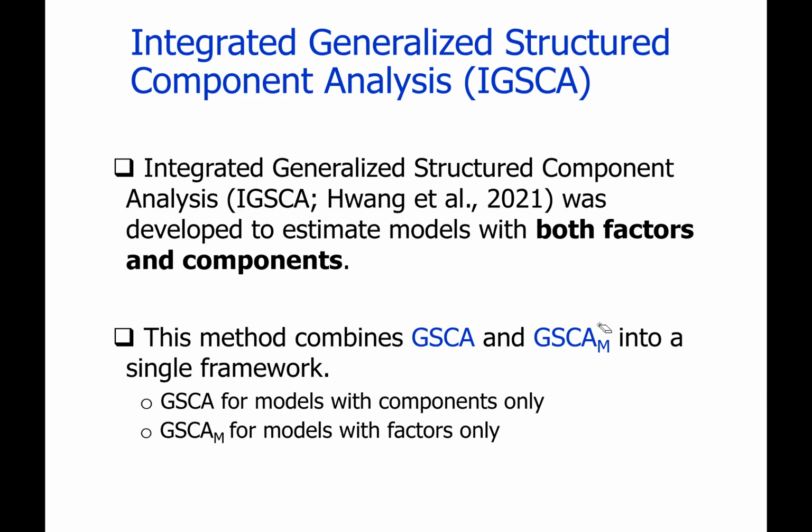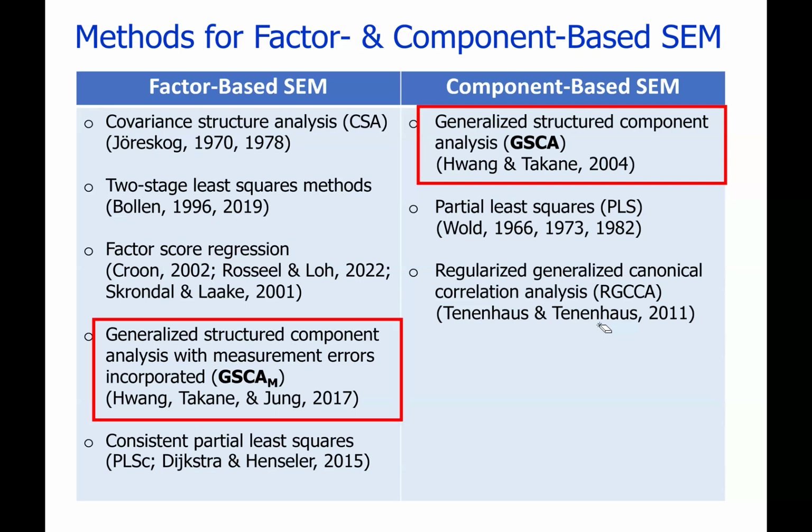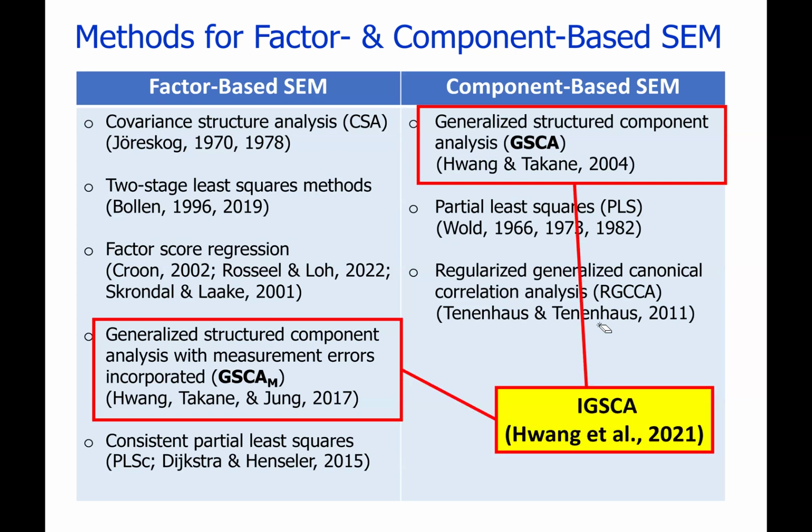But anyway, we have this table before, and then GSCA for component-based SEM and GSCAM for factor-based SEM. These two methods have been combined into IGSCA. So now we have three ugly names that all involve something like GSCA. First, GSCA for component-based SEM, GSCAM for factor-based SEM, and then IGSCA for estimating hybrid models with both factors and components at the same time.